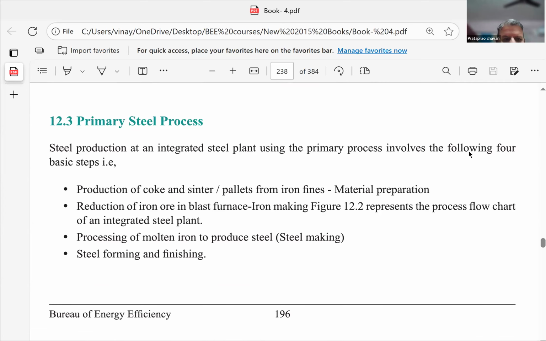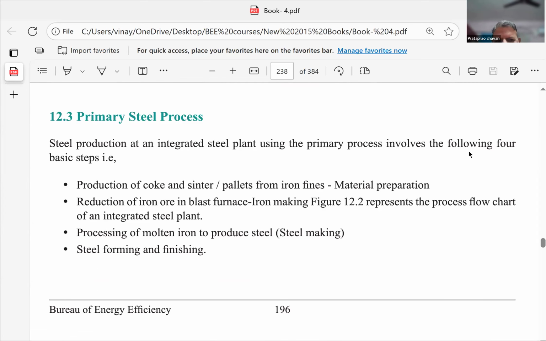So let us read primary steel. What is the primary steel process? Production of coke and sinter or pellets from the iron fines. This is material preparation. Reduction of iron ore in the blast furnace or ironmaking. Processing of molten iron to produce steel. And steel forming. Forming means making different shapes, whether it is triangular, whether it is rail beams, or electric poles you want to generate, or the tower material, whatever.